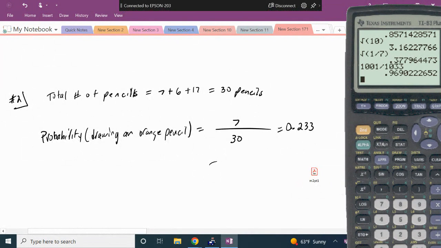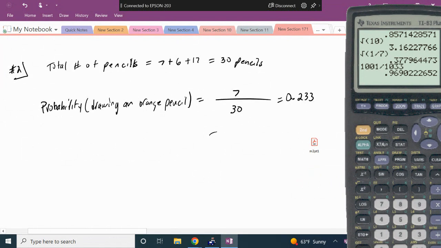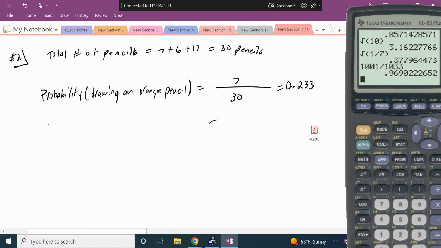All right, so at this time, I would like for you to complete B through E. And so I'll give you a few minutes to figure those out, and then we're going to take a look at the solutions. And I'm going to actually write these out.